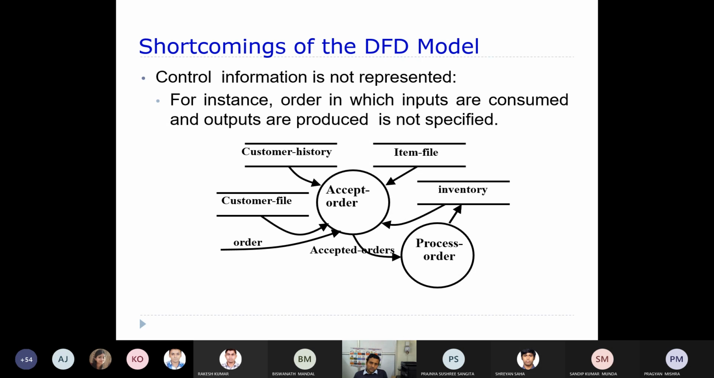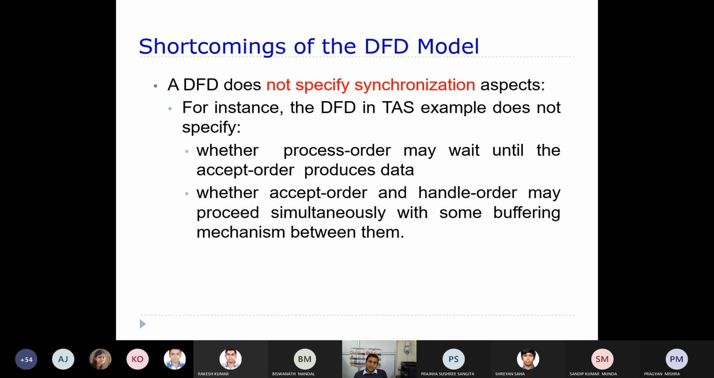Now what we are trying to say here is that it is not going to specify any synchronization. That means unless or until one processing is done, whether the other processing has to wait or not, these sorts of things are not represented, okay. Whether some sort of buffering scheme will be there to address this or not, those sorts of things are not there, okay.